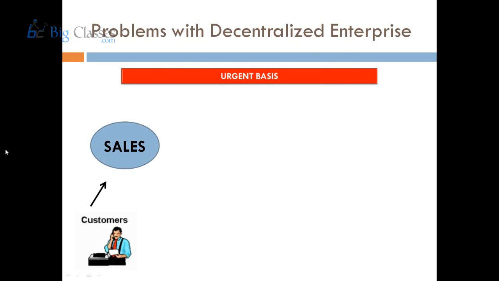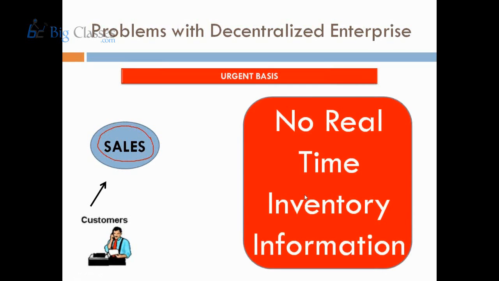Whenever he contacted the sales department, they don't have stock information, because the sales department contains only the sales data and they are not able to access other departments' data. Then what happens? There is no real-time inventory information. This guy has to depend on the inventory department.